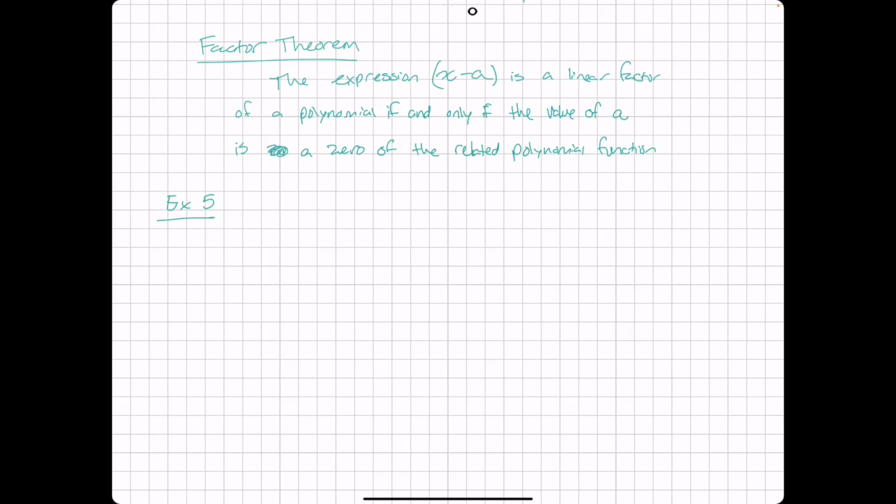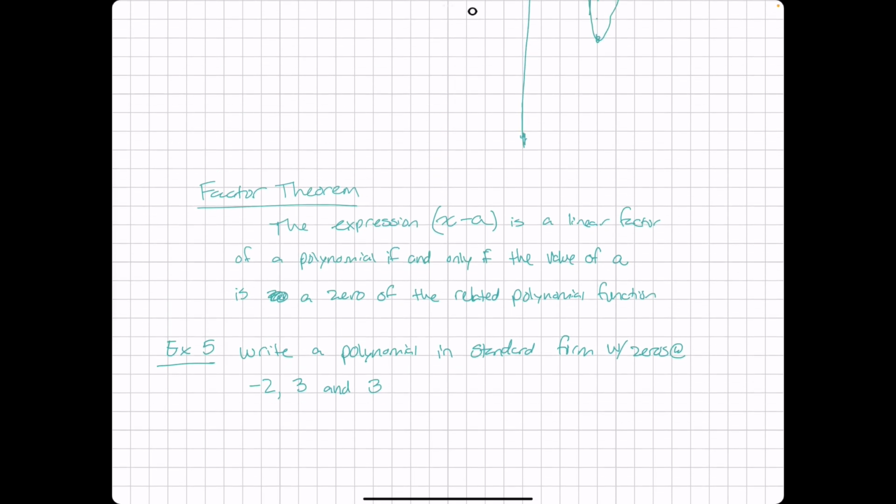Write a polynomial function in standard form with zeros at -2, 3 and 3. Oh, they're throwing in what's called a double root. 3 and 3 are the same, but there's two factors that are involved in that. Okay, so negative 2, 3, and 3.